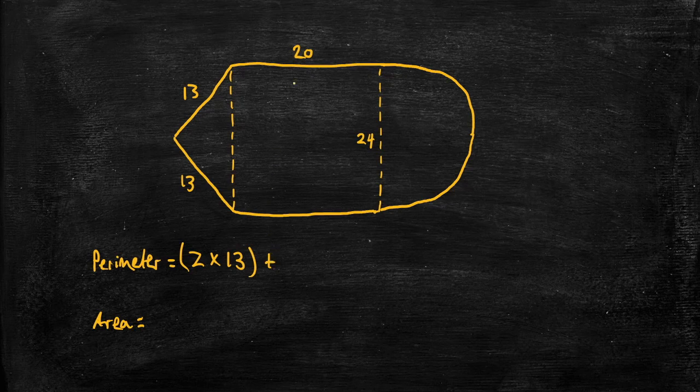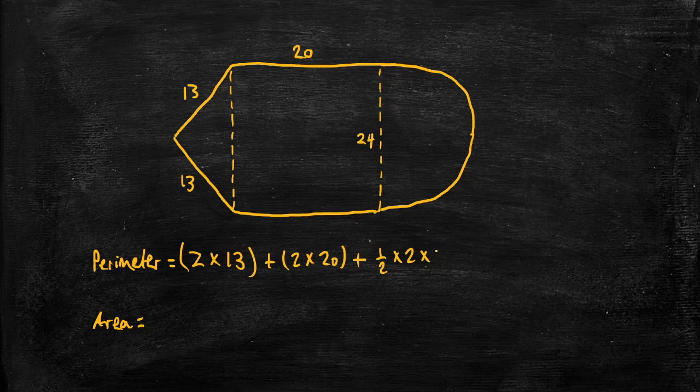And then for the rectangle, I've got 20 along here and 20 along here. The other two sides of the rectangle don't figure into the perimeter of the entire shape. And then for the semicircle, I've got half the circumference. So half, and then the formula for the circumference is 2 times pi times the radius.